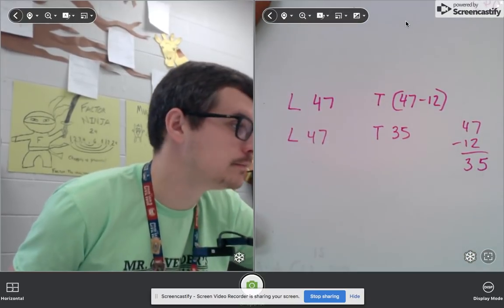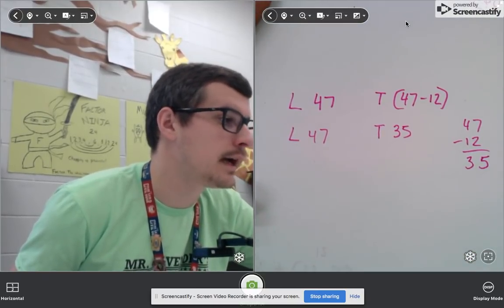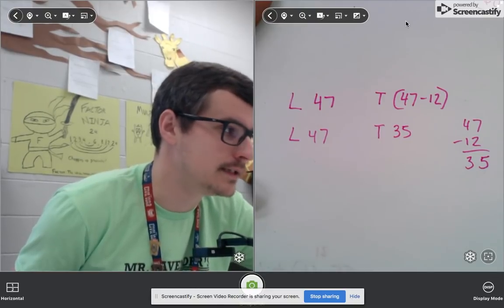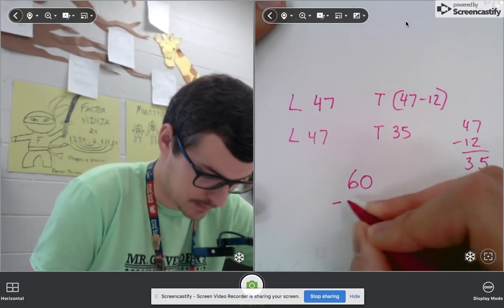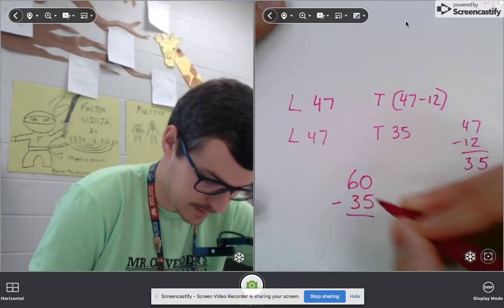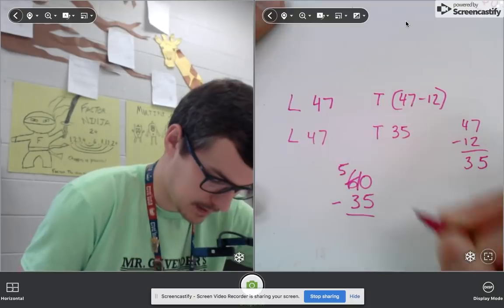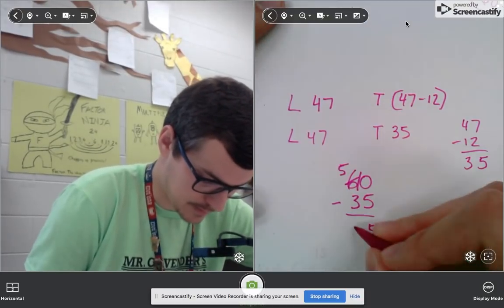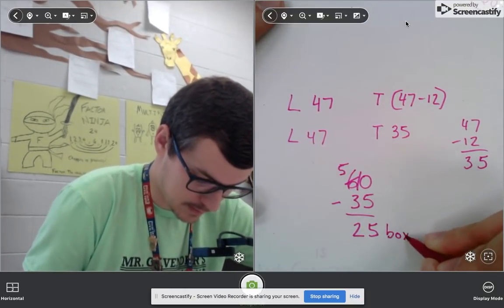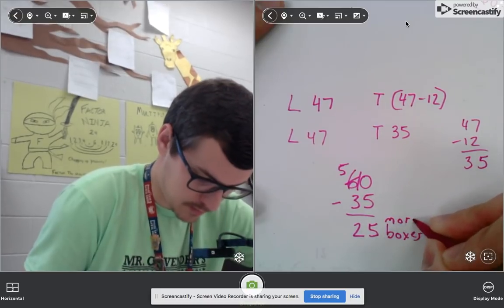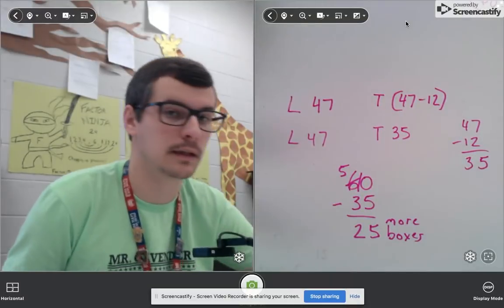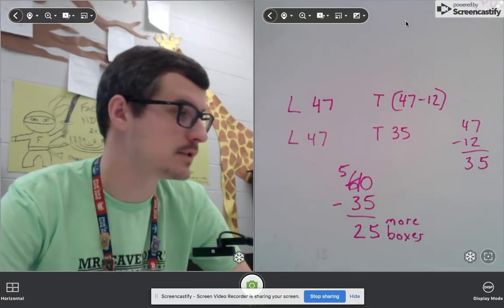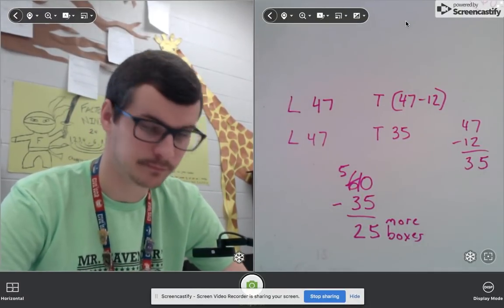They want to know how many more he needs to sell to have sold 60. So we need to take 60 and subtract from it Tim's total of 35. 10 minus 5 is 5. 5 minus 3 is 2. So he needs 25 more boxes in order to be able to have sold 60.